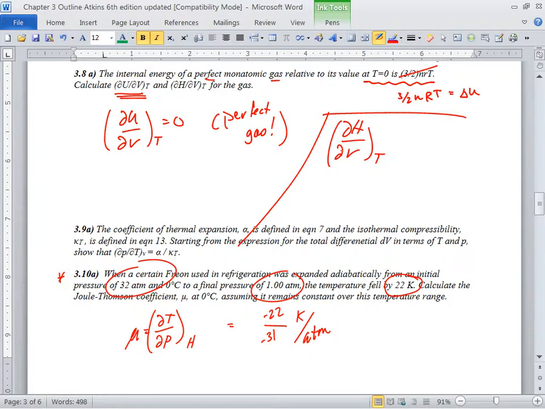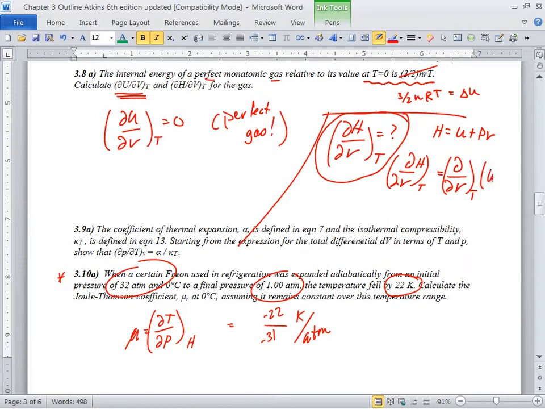So what we're supposed to do is realize H is U plus PV. This is what they want you to play around with. You're supposed to plug in, and they want you to end up taking the partial with respect to V on both sides. So you'll have the partial of H with respect to V at constant T, but then you have to take the partial with respect to V at constant T of this mess of U plus PV. And all they really want you to do is, it's kind of stupid.